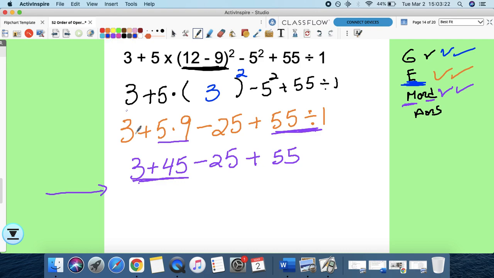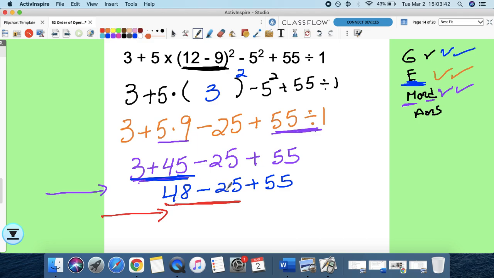Change colors. 3 plus 45 is 48. Let me copy the rest. What do I do next? Subtraction and addition. Again, we go this way, from left to right. Lo que viene primero, what comes first is these two. 48 minus 27 is 21. And then finally, we're going to put plus 55. And 23 plus 55 is 78. So that's my final answer.